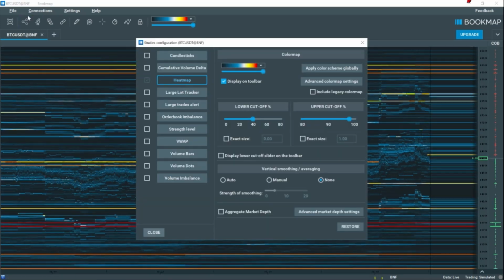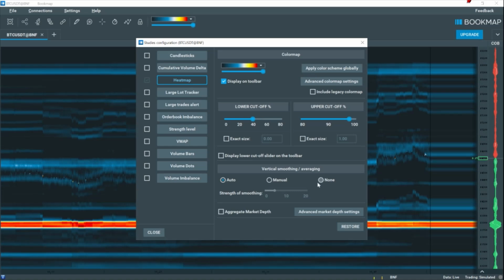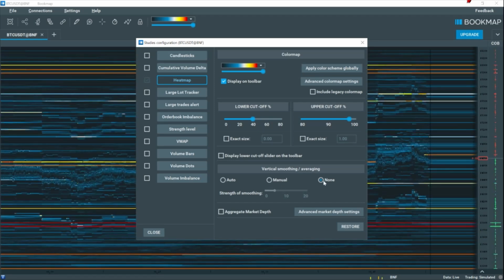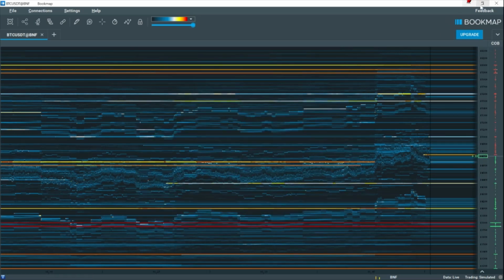But if you go to the heat map, in the studies configuration, you need these settings. The most important is the smoothing average: no smoothing. When you put it on auto, it looks like this. That's not good. Everything changes. You have to disable the smoothing so you can clearly see where the big orders are. You can see it better this way.